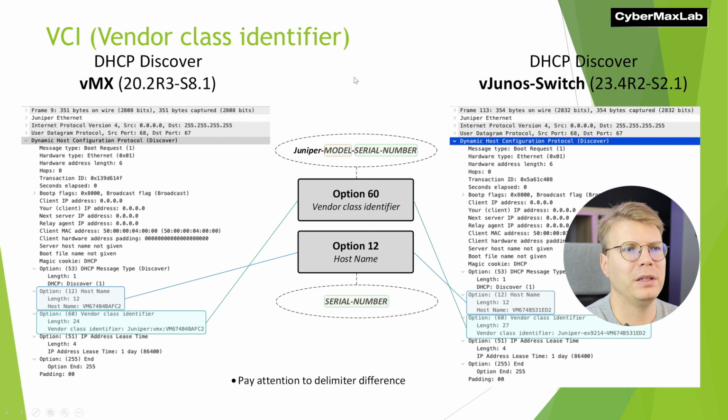Next, there are again a couple of examples from virtual products. VMX on the left side, vJunos switch on the right side. And you can see they do send option 12 and option 60, again following that example. The difference is the delimiter, and this is quite important. VMX in this case uses colon as a delimiter, while vJunos switch uses hyphen. I would say colon is the best possible option because colon is not used in serial numbers or models, while hyphen can be used in the model. So it will be important when we look at the configuration, and I'll explain it in detail.